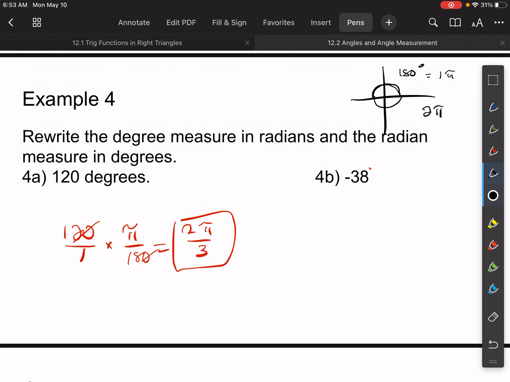Okay, so that's 4a. For 4b, I don't know what this negative 38 stuff is. If it's negative 38 degrees, that's just kind of weird. Don't worry about this one. But if it was negative 38 degrees, we would do the same thing. I'm not sure if that's what I meant to put there. And then you could reduce the fraction, and then it's whatever it is in radians.